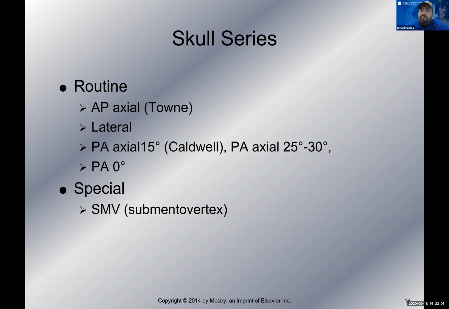And then the last thing is a special projection, which is the SMV, submentovertex. Now remember, SMV tells you the projection, so it's telling you which way the beam is traveling. It's traveling submentovertex, which means it's coming in below the mentum and exiting the vertex. In order to position that, we're going to have to put the skull like this in order to go below the mentum and exit the vertex. Okay, so that's one projection called the SMV.